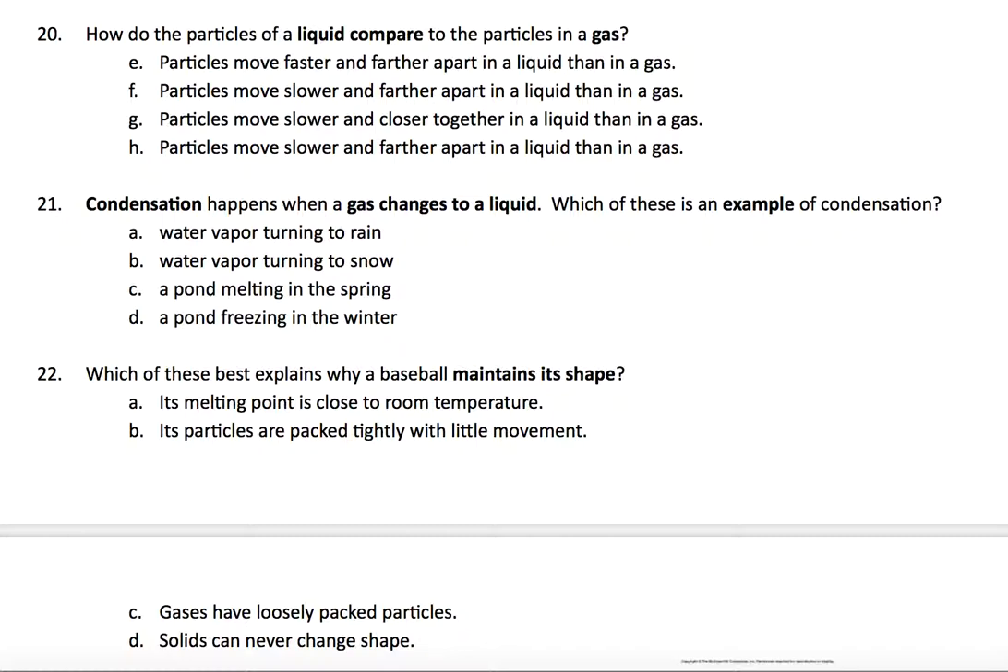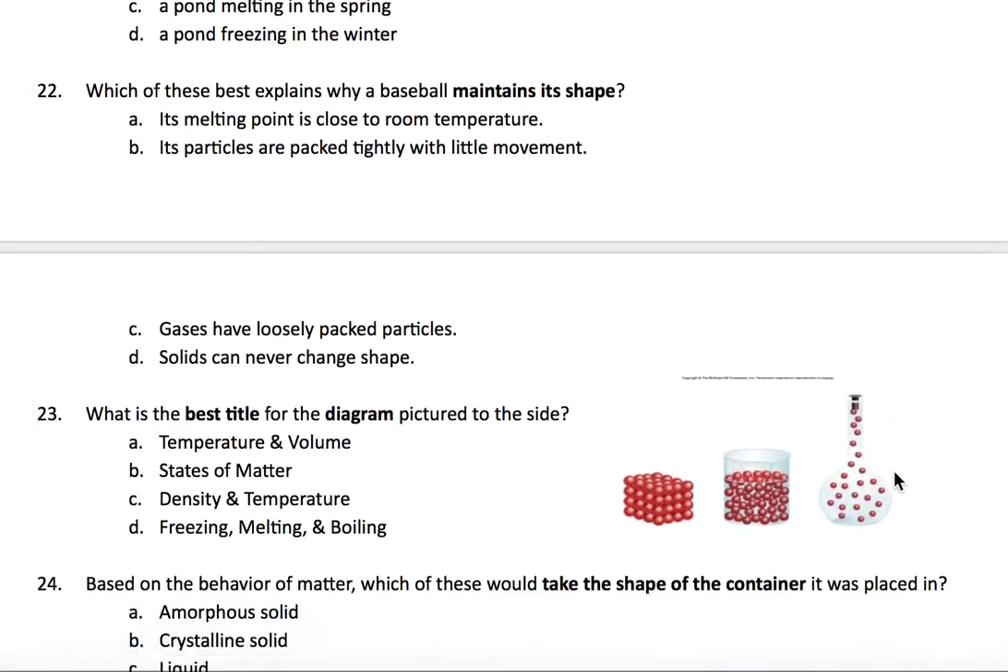Question 22. Which of these best explains why a baseball maintains its shape? A, its melting point is close to room temperature. B, its particles are packed tightly with little movement. C, gases have loosely packed particles. D, solids can never change shape.